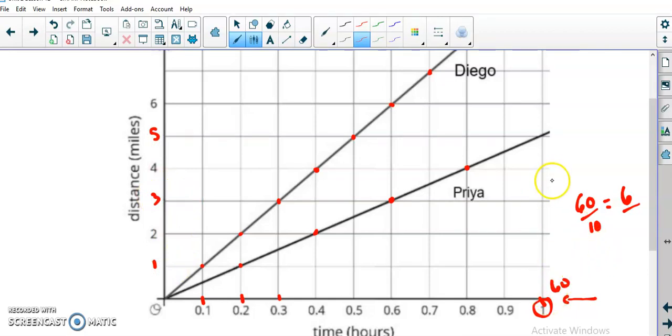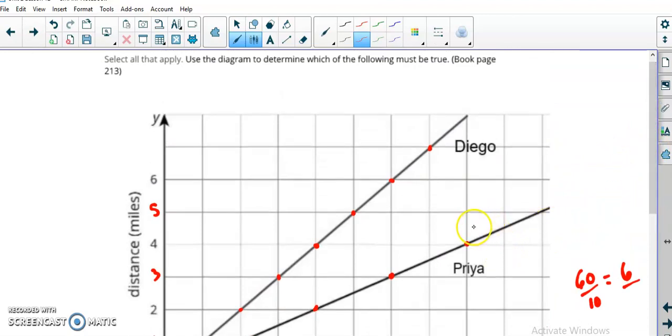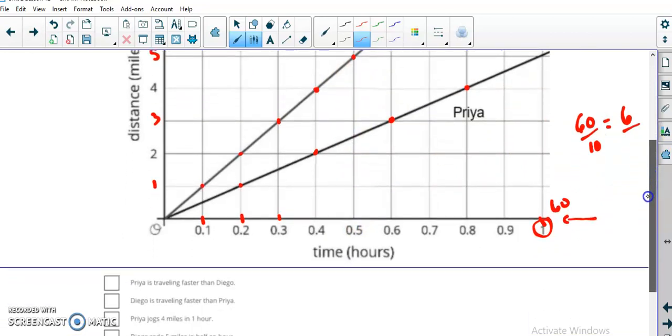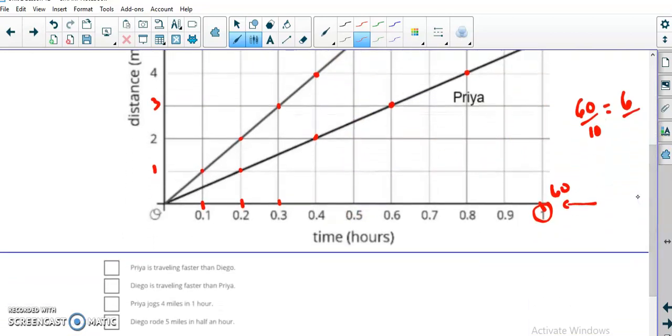So it took Priya 1 hour to do 5 miles, but if I look at Diego's line, he hit 5 miles long before 1 hour. He hit 5 miles here, and that was roughly his 5 miles he hit at half an hour. So who's going faster if Diego did 5 miles in 30 minutes and Priya did 5 miles in 60 minutes? Well, this is clearly not going to be one of our answer choices, because Priya is not faster than Diego, which means Diego is traveling faster than Priya, making that a true statement.